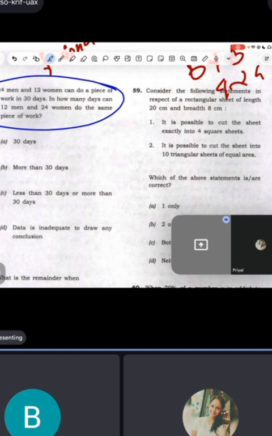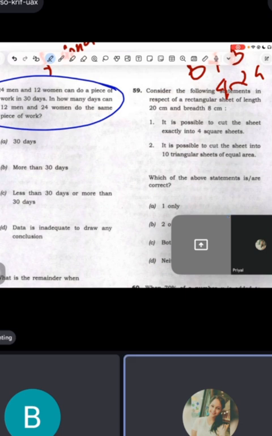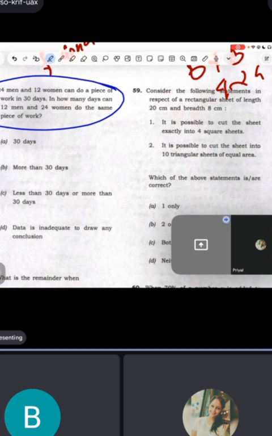How much work a man can do and how much work a woman can do, that is not given. Efficiency is not given. They have given only that they can complete the work in 30 days. But what about efficiency? It means data is inadequate.